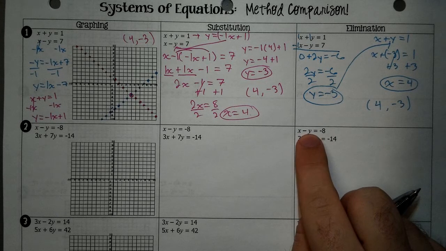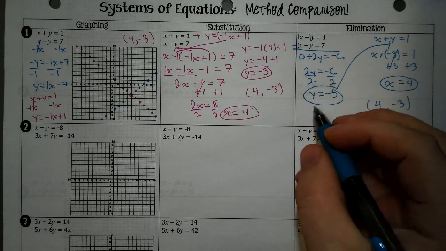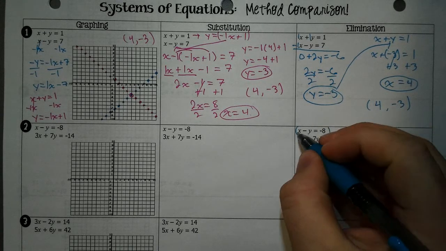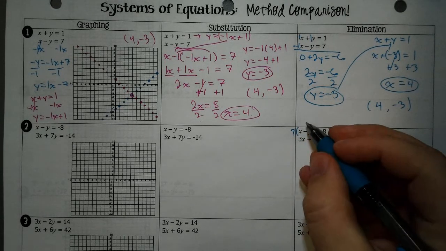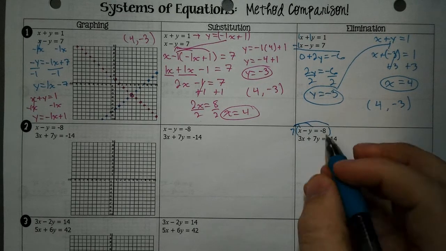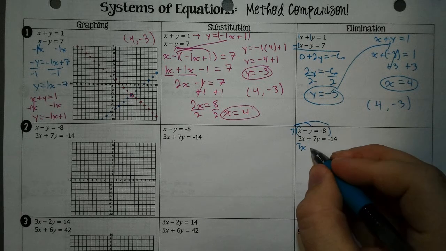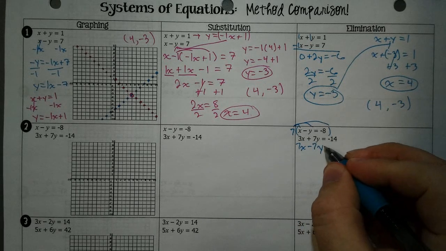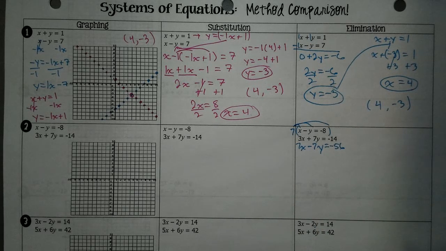So what can I multiply -1 by to get the same coefficient as a 7? I would just multiply it by 7, right? When you multiply, you have to multiply every single thing. So I'm going to rewrite it underneath. 7 times x is 7x. 7 times -y is -7y. And then 7 times -8 is -56.